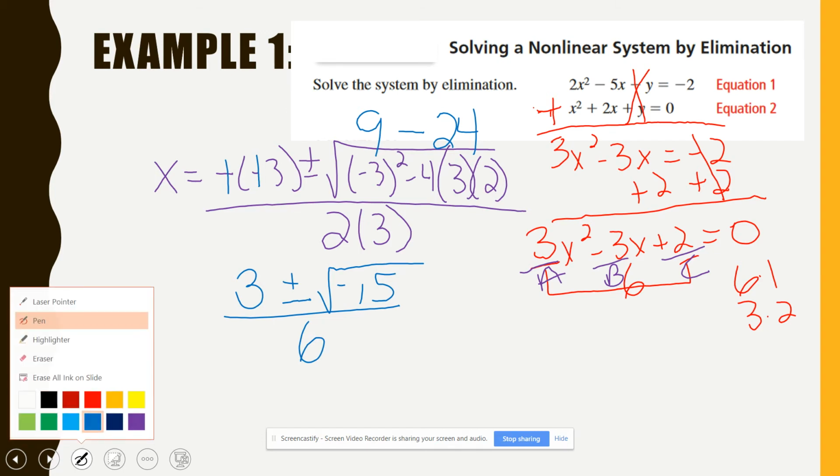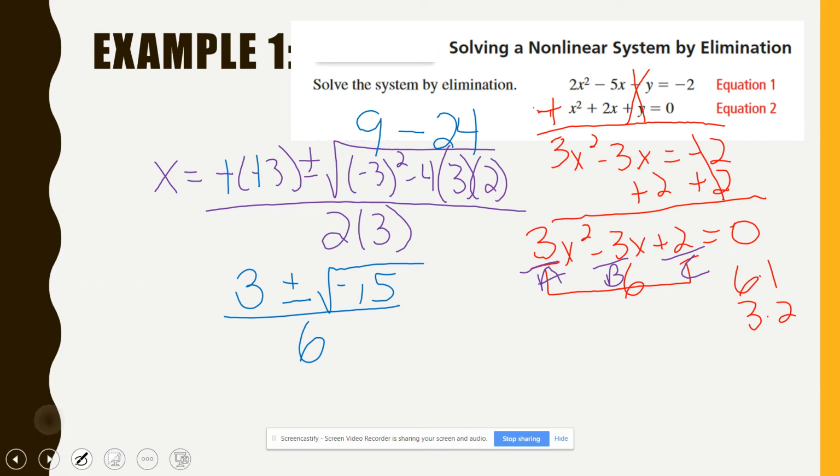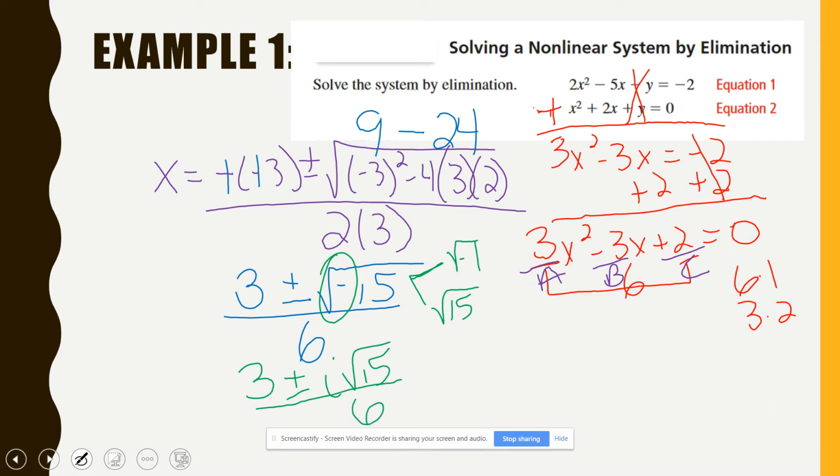Well, I have a radical with a negative underneath it. What always comes out? What letter? It's the letter i, because we can break this into the square root of -1 times the square root of 15. So this is 3 plus or minus i square root 15 over 6. Well, i is imaginary, and we don't know how to graph imaginary values. So that means this graph has no solution.